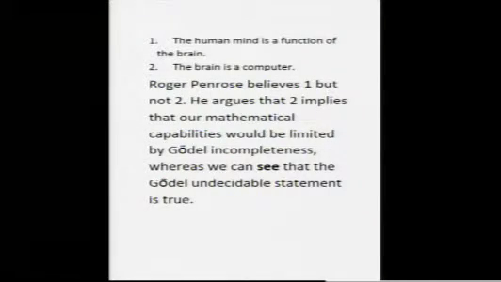Gödel believed two, but not one. He was a Cartesian dualist. He thought that the mind had an existence separate from what the brain does. But as far as he was concerned, the brain looked to him just like a Turing machine.